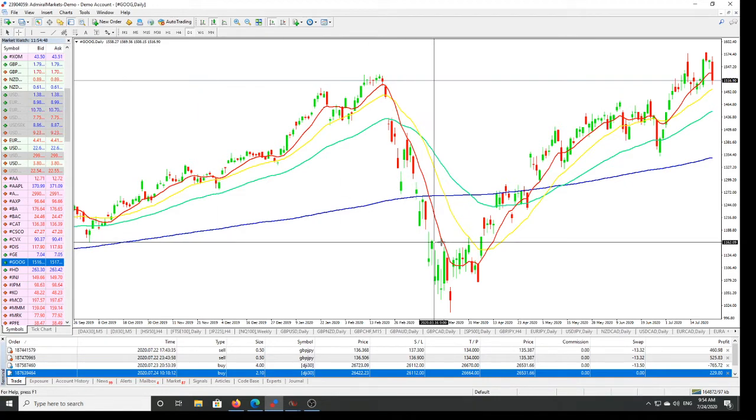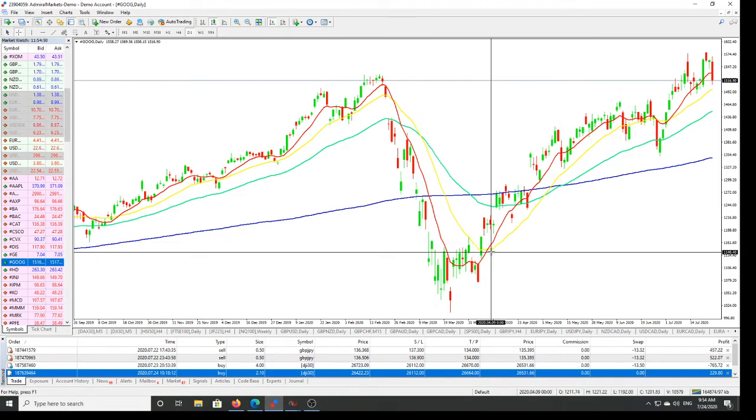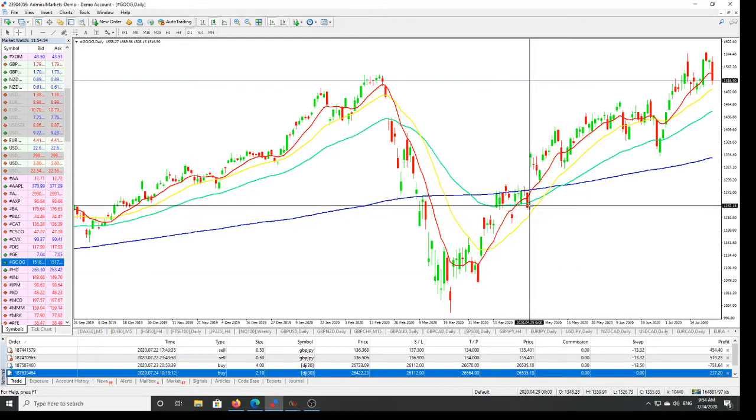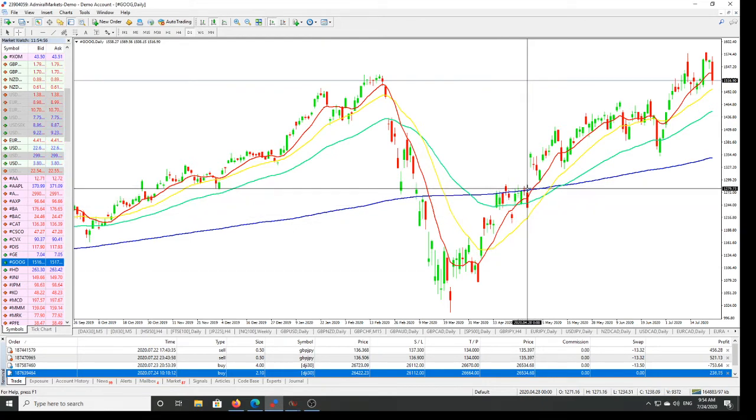And look at your buy confirmation here. 1,140 first buy confirmation, second buy 1,242. You have another entry 1,249. Look at where it is now, 1,570.